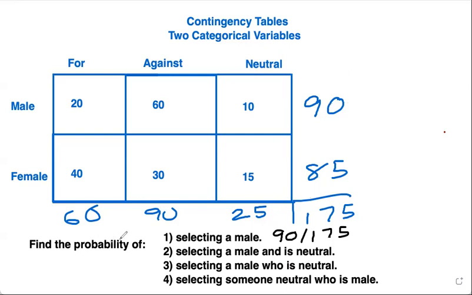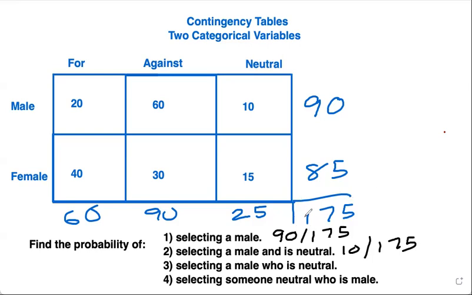The next one says find the probability of selecting a male and is neutral. So they're male and neutral on the issue. That would be a joint probability because it joins male and neutral together. That's 10 out of the grand total of 175. So 10 over 175. But it's not always out of 175.